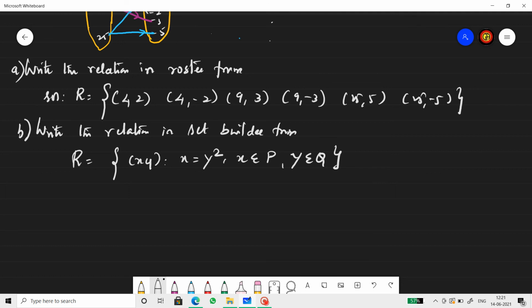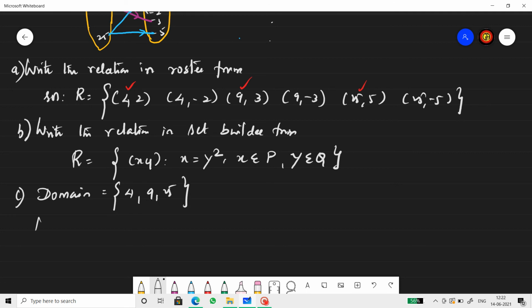The third subdivision, let it be finding the domain. Well, domain is the set of first entries of the ordered pairs of R. This is R, right? And see the first entry is 4. Again 4, so I won't take that. 9, 25. So 4 comma 9 comma 25 is the domain.